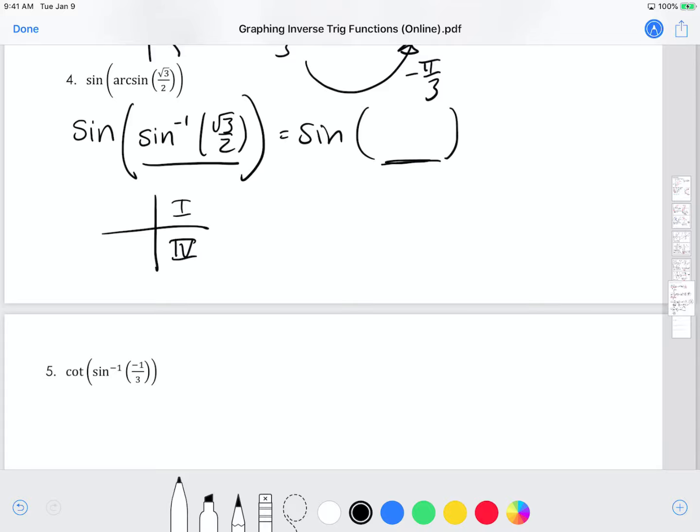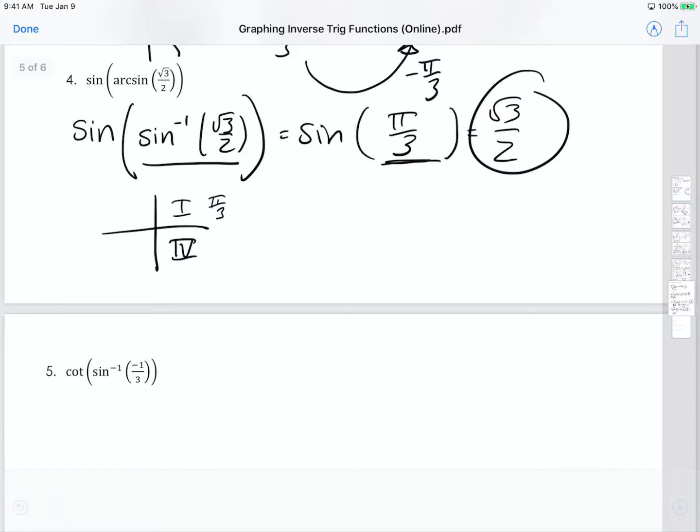So if we look at the unit circle and we look to see where sine is positive square root of 3 over 2, that would be at pi over 3, and that falls in quadrant 1. And then if I take the sine of pi over 3, I get the square root of 3 over 2. So there's my final answer.